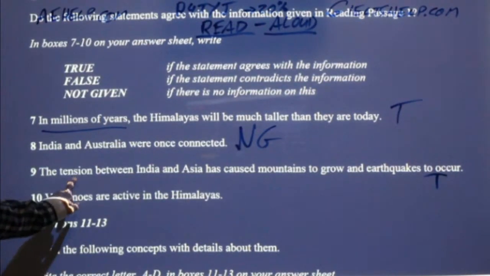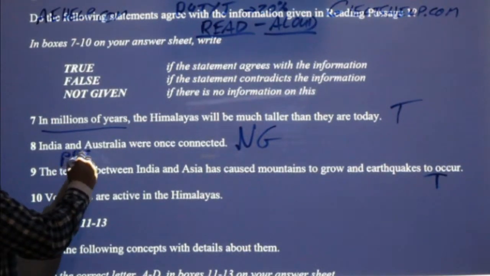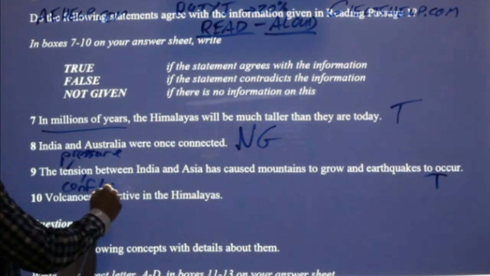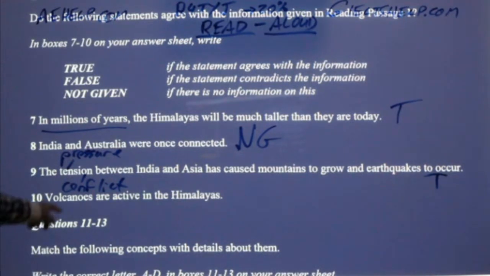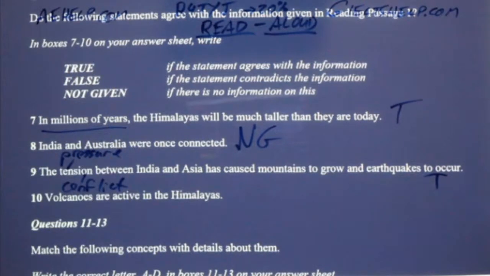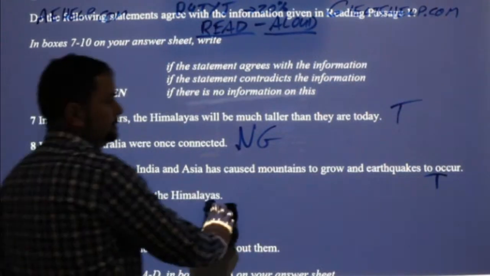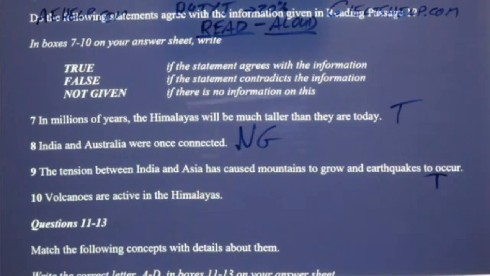Tension is pressure. Okay, and so this is another synonym for pressure or conflict. So, number 9, the tension between India and Asia has caused the mountains to grow and earthquakes to occur. So, number 9 should be true. Yeah, tension is fine.